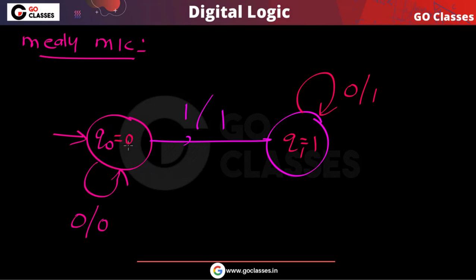Okay, if zeros are coming, you will print zero. And the first time a one comes, you will start printing ones. Now if zeros are coming, you will again print one, one, one, one. But if a one comes, then what will you do? Then again, you will print zero. If one comes, then what will you do? You will output zero. Again, if another one comes, you will print one. Okay, so this is the idea. So this is your Mealy machine. Remember, this is a Mealy machine.